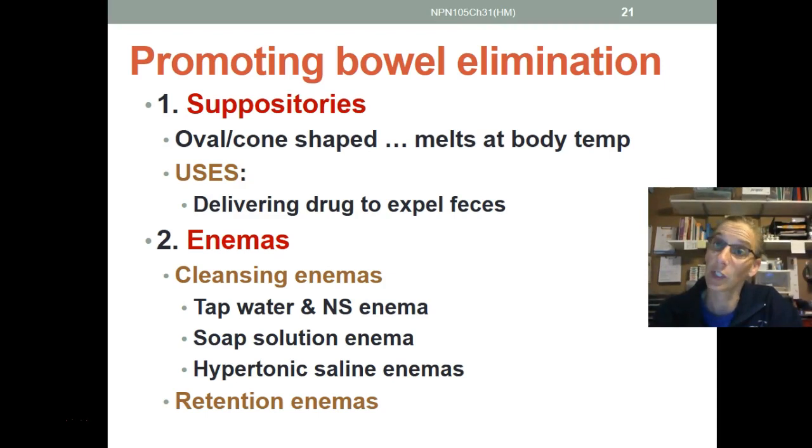I'm having a hard time coming up with words today. But you want to insert them using a lubricant, usually something like KY jelly or something of that nature. You put a little bit on the end of the suppository and insert it into the patient's rectum as far as you can, and then have them try to squeeze their butt cheeks together. You may have to do it for them so that the suppository is not expelled before it has time to melt.